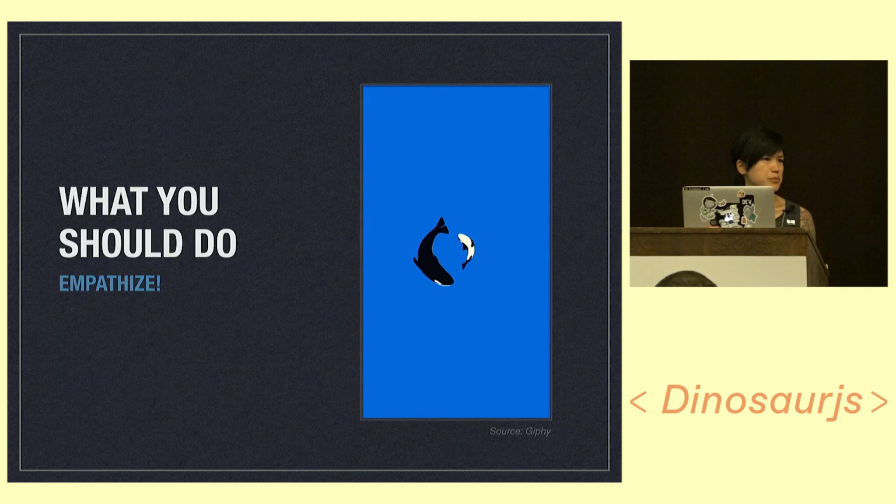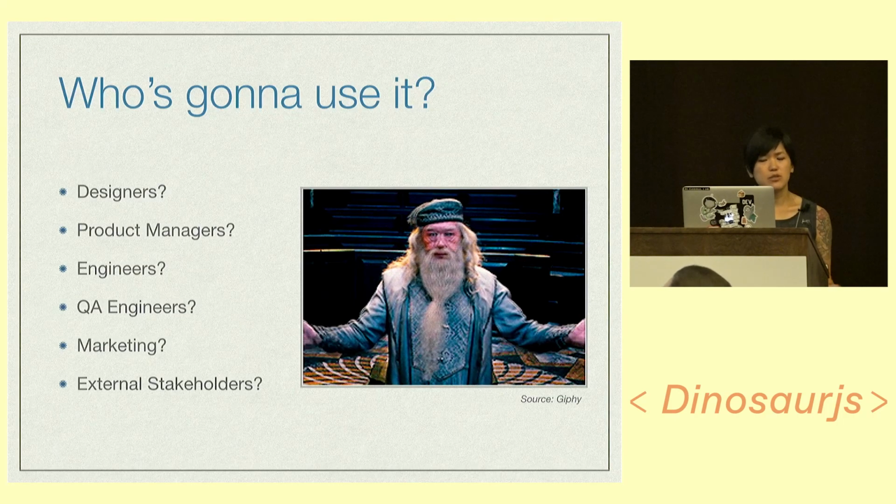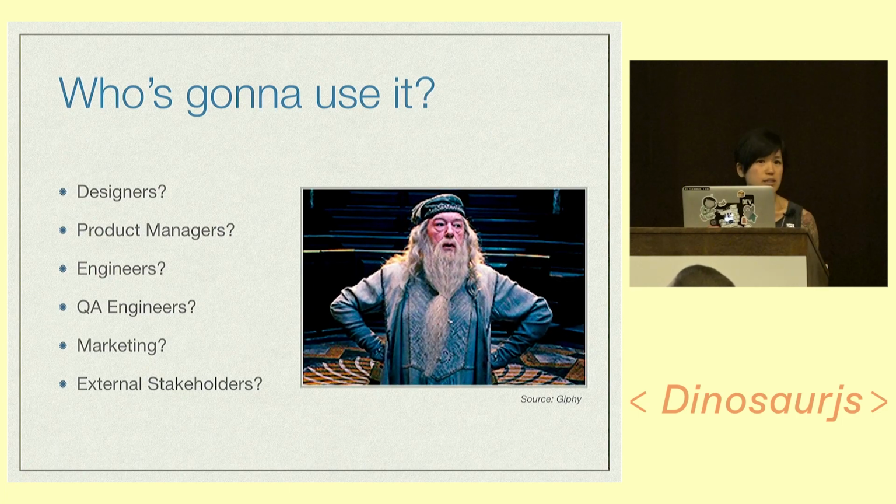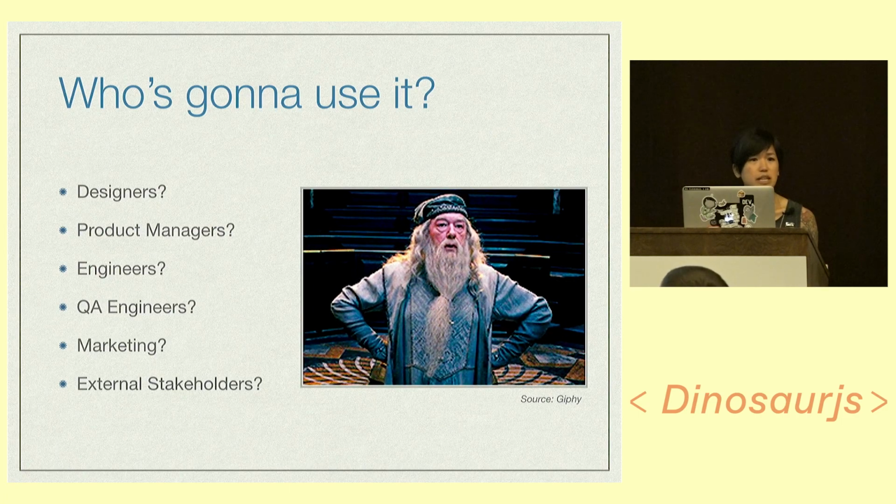So what should you do if you're creating a design system? You should empathize. Think about who's going to use it. Are designers going to use it? Product managers, engineers, QA engineers, your marketing team, or maybe even external stakeholders, people who are your customers if your design system becomes open source. Try to think about all of the ways that someone might use a design system and different edge cases, or the way that they might use the design system in ways you don't expect.